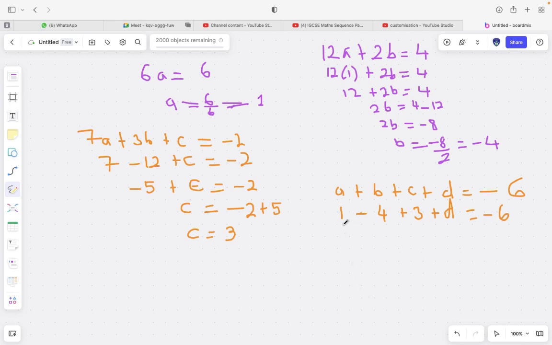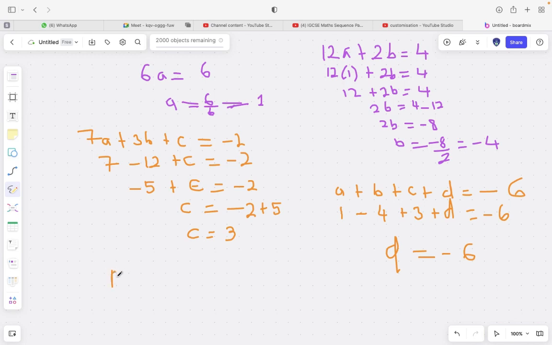So we have 1 minus 4, that's -3. -3 plus 3, that's 0. So we only have D left here. So D is equal to -6. Okay, are you with me? So have we found all the coefficients and the constant, A, B, C, and D?